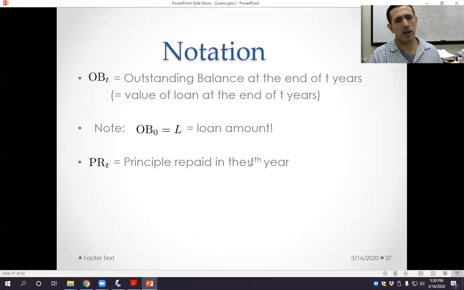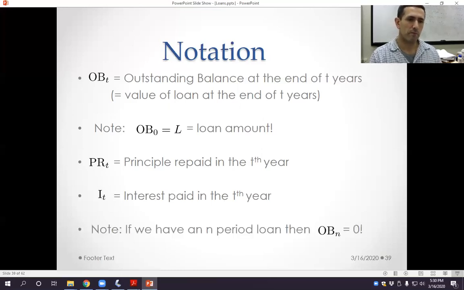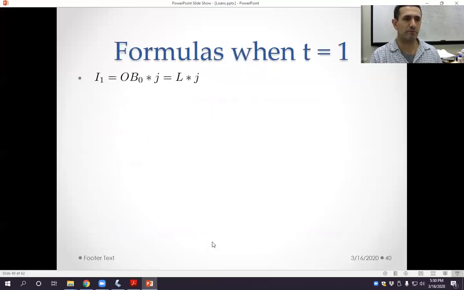PR_T is the principal repaid in the Tth year, and I_T is the interest paid in the Tth year. And as I mentioned, if you have an N-period loan, meaning the loan is paid off after N periods, then you better have OB_N equal to 0, or practically speaking, very close to 0. Theoretically, it's always going to be 0, but due to rounding, you could have a couple cents, 10 cents, maybe even something much, much smaller in scale than anything you're dealing with in the loan.